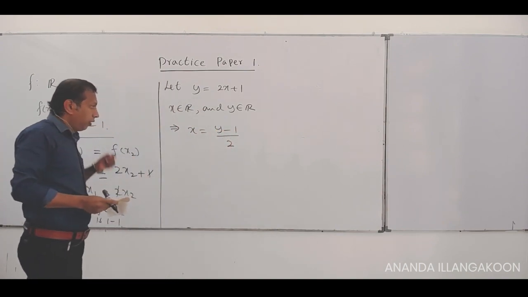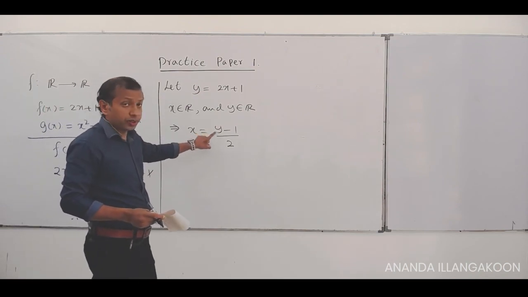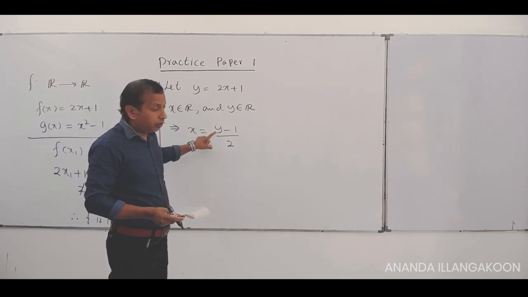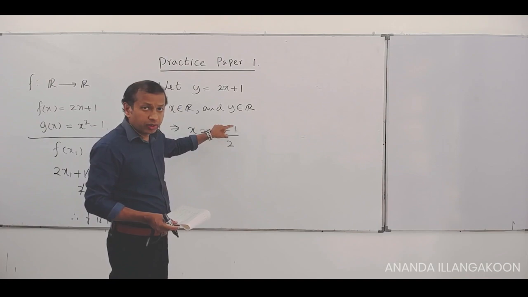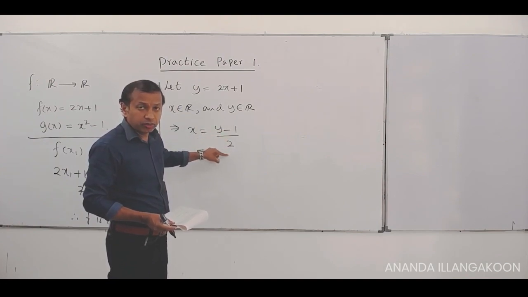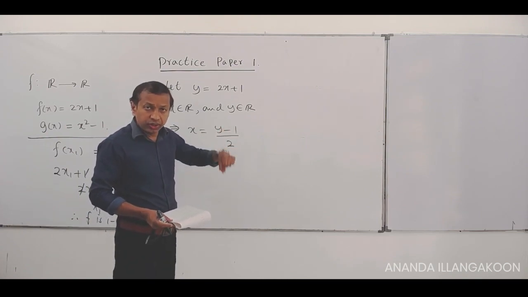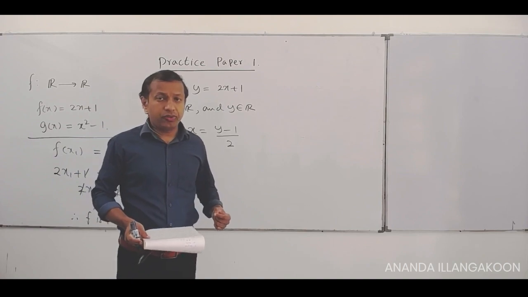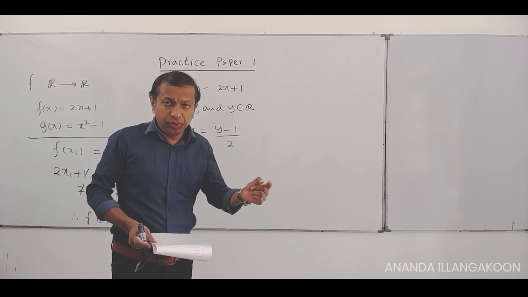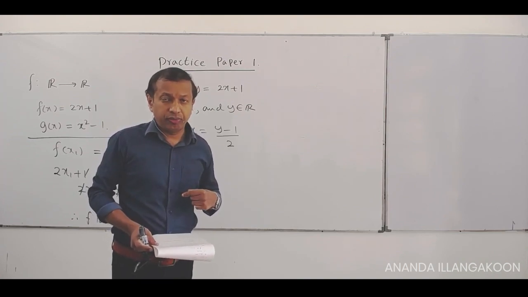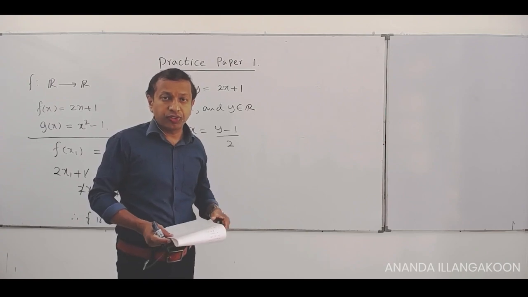Now you can see here, y is any image in the codomain. The codomain is the set of real numbers. When you put any element taken from the set of real numbers in the place of y, (y minus 1) divided by 2 will be another real number. Whatever real number we get on the right-hand side, since it is a real number, it is available in the domain. So this says for any element in the codomain, there exists a pre-image in the domain. That says the function is an onto function.